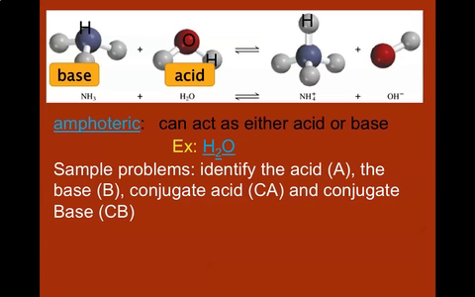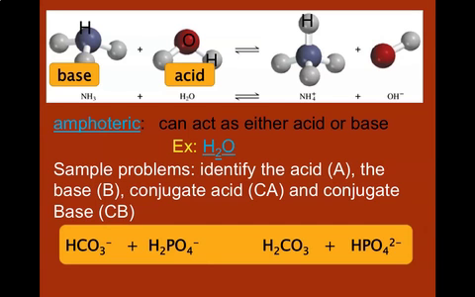So we're going to do some sample problems, and we're going to identify the acid and the base according to the Bronsted-Lowry definition of donating and accepting. And then we're going to identify the conjugate acid and conjugate base, and I'll show you what that is as we go through the examples.